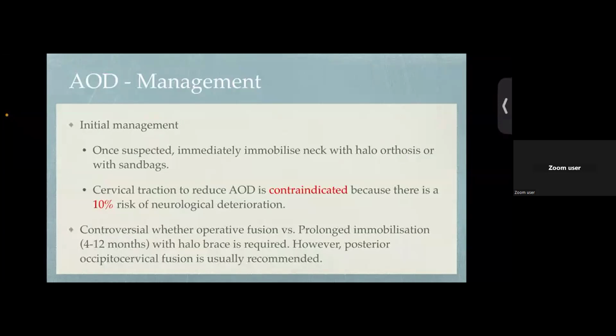Okay, general management. For the initial management, once suspected, you should immediately immobilize the neck with a halo orthosis or with sandbags. Cervical traction to reduce is contraindicated because there's a 10% risk of neurological deterioration. It's controversial whether to use operative fusion versus prolonged immobilization, 4 to 12 months with a halo brace. However, posterior occipitocervical fusion is usually recommended.